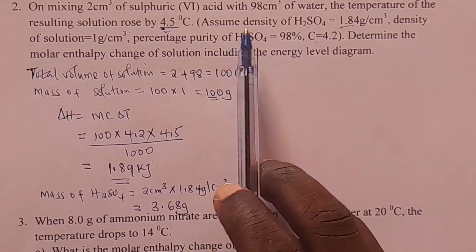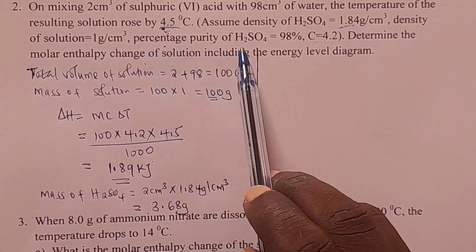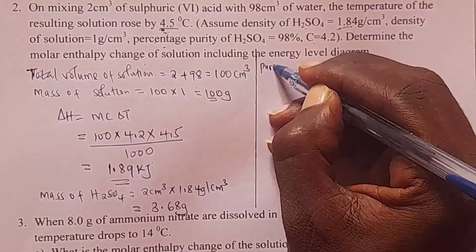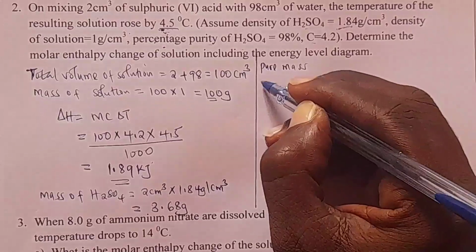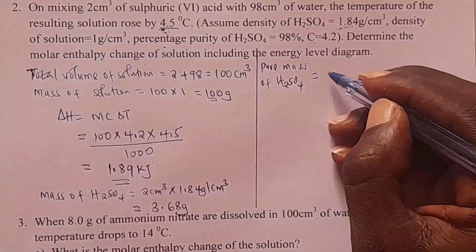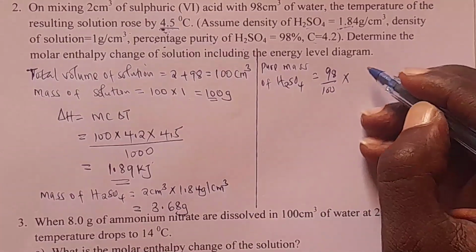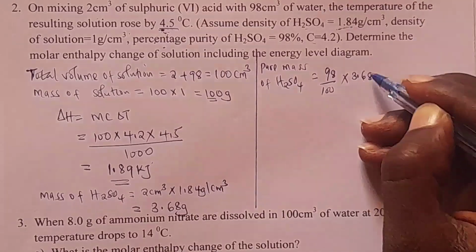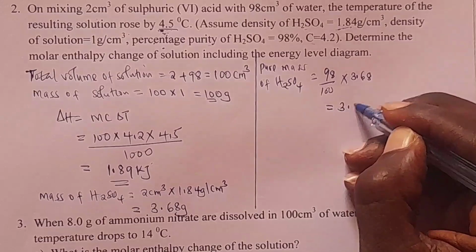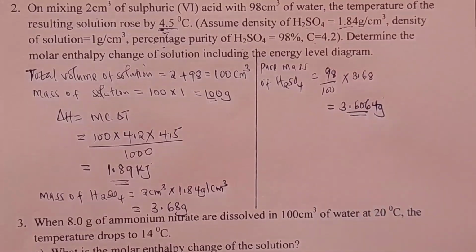But all of this mass of sulfuric acid is not pure, because we have been given percentage purity as 98. So we are going to deal with the pure mass of sulfuric acid. We are going to get 98 over 100 times the mass, which is 3.68. Here we are going to get 3.6064 grams as the pure mass of sulfuric acid.